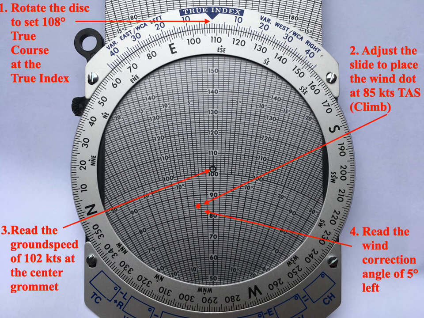We then rotate the disk to set our true course of 108 degrees under the true index. Then we adjust the slide to place the wind dot at the 85 knot arc, which represents our true airspeed in our climb out from John Wayne Airport. Now it's all set. The flight computer does the rest of the work. We read the ground speed of 102 knots under the grommet and the wind correction angle of 5 degrees left under the wind dot.